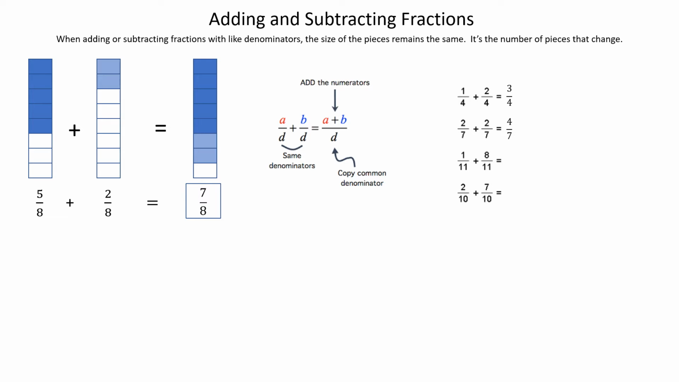1/11 plus 8/11. I add my 1 and my 8, it gives me 9, and I keep my denominator, that's 11, 9/11. Then I have 2/10 and 7/10. Adding the numerators, 2 plus 7 gives me 9, keeping my denominator 10, that gives me 9/10.